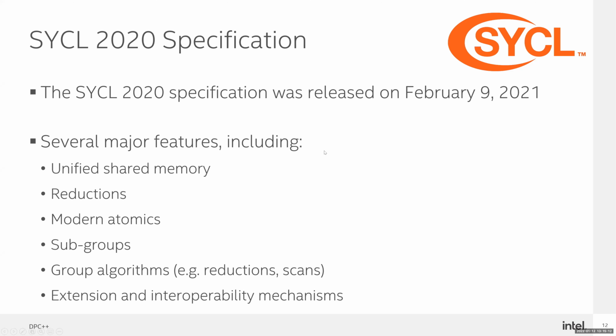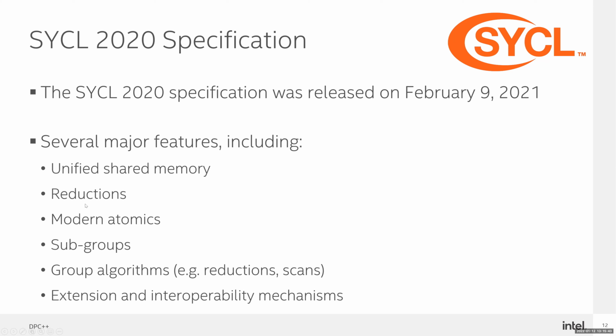So we will look at what changes have been made so far in the existing, released compiler. Mainly, the SYCL 2020 specification was released earlier last year. Some of the major features of the 2020 specification are unified shared memory, reductions, modern atomics, subgroups, group algorithms, and extensions and interoperability mechanisms.